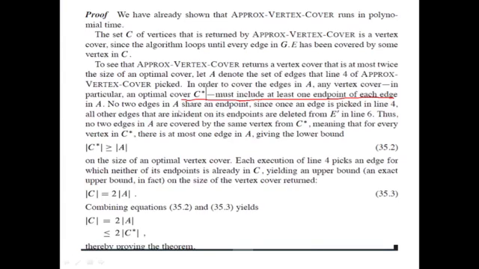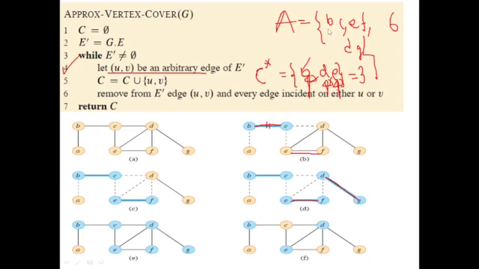No two edges in A share an endpoint, since one edge is picked in line number 4. All other edges that are incident on its endpoints are deleted from E dash in line number 6. So no two edges in A share an endpoint, which is also true. So this is my BC, EF, DG.